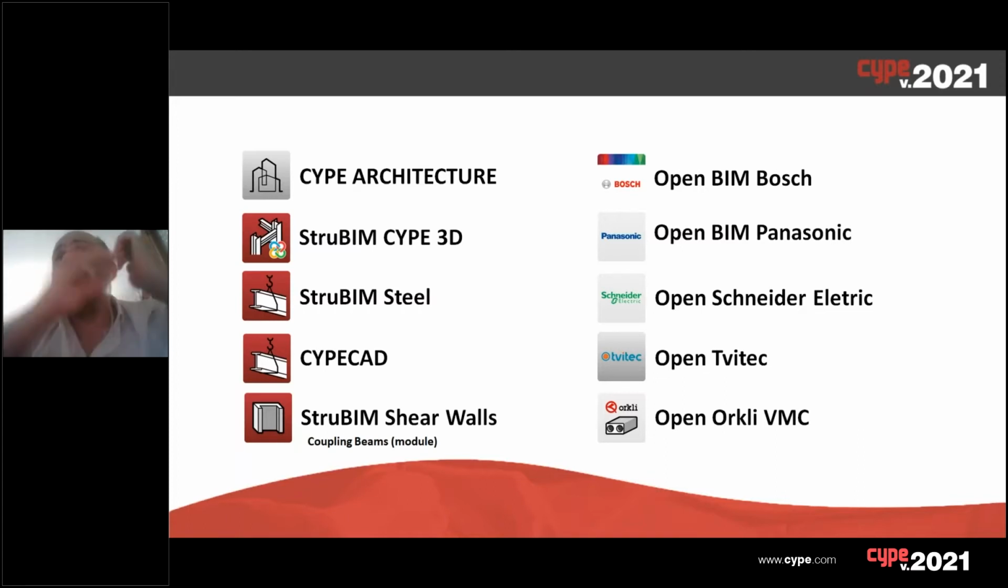Okay. Then we see some building facility software, some MEP software like OpenBIM Bosch, OpenBIM Panasonic, and also some electricity calculation software like OpenBIM Schneider Electric. We'll take a look at that. And I think that's going to be a very interesting presentation when we finish, after seeing all these applications.